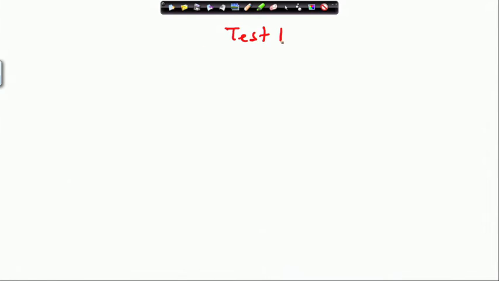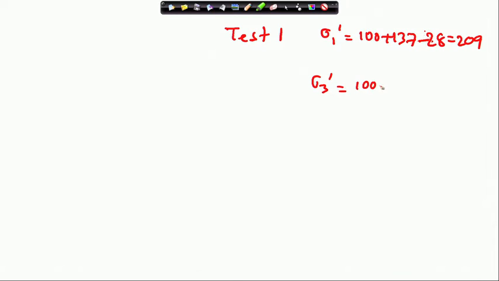Suppose test 1, sigma 1 dash is equal to 100 plus 137, which comes to 209, and sigma 3 dash will be equal to 100 minus 28, that is equal to 72.